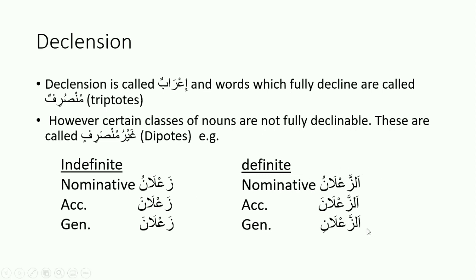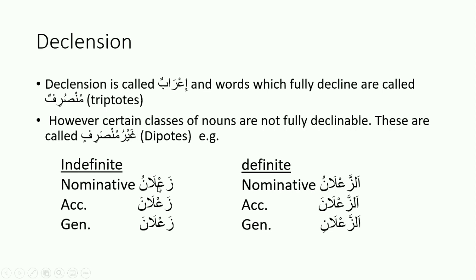One thing you will notice is that when it's definite with alif lam, it's like any other noun. So it's like a munsarif noun. There's no difference between nouns which are fully declinable and these types of nouns when it's definite, because az-za'lanu, az-za'lani, az-za'lana. It's the same as you would read a munsarif or a noun which is fully declinable.